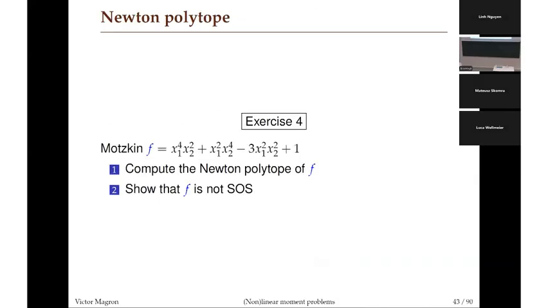Okay. And here comes, I think, the best exercise of this course. This is the Motzkin polynomial. Who doesn't know the Motzkin polynomial? The Motzkin polynomial is, I think, the first counterexample of a 2D polynomial that is non-negative on R2 but is not a sum of squares, and we will prove that now by using the Newton polytope.